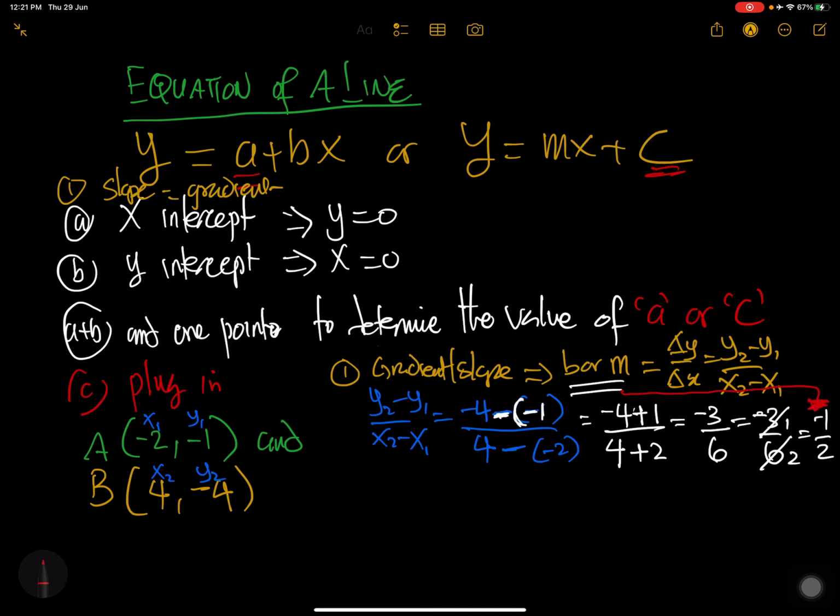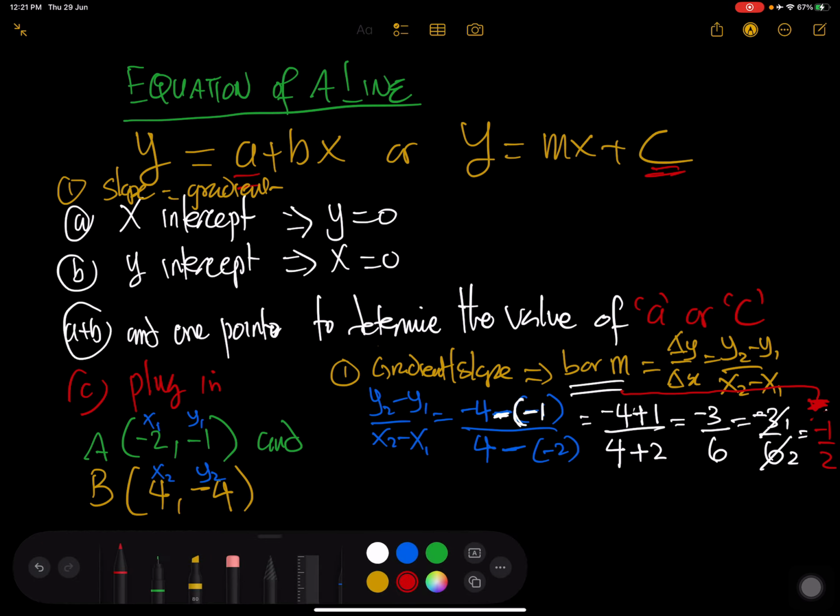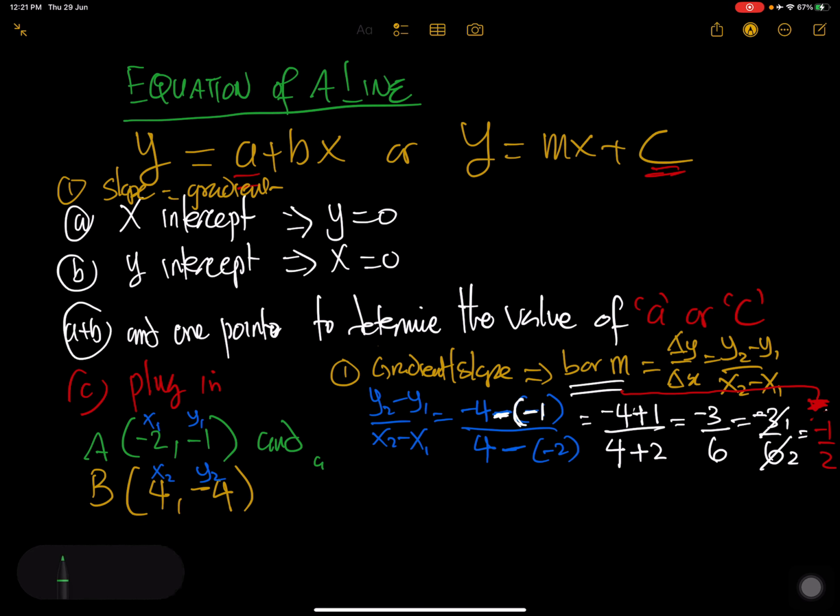It's negative 1 over 2. So don't forget that. It's negative 1 over 2. Now we're going to the step, which says step A. Step A says x-intercept. Okay.